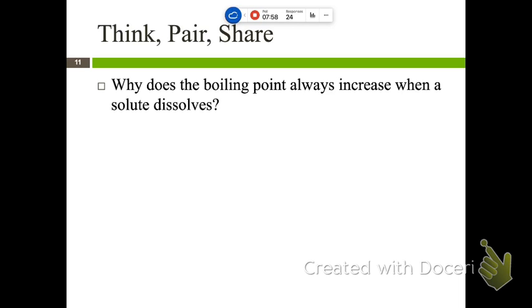I want you to take about 30 or 45 seconds, and on your own, think about the answer to this question. Why does the boiling point always go up when you add a solute? When you dissolve a solute, I should say. Why does it always go up? Think about that on your own for 30 seconds. And then if you have a couple ideas, discuss those in your group, and I'll ask for some ideas to be shared out. Think about the molecular review. What's happening?